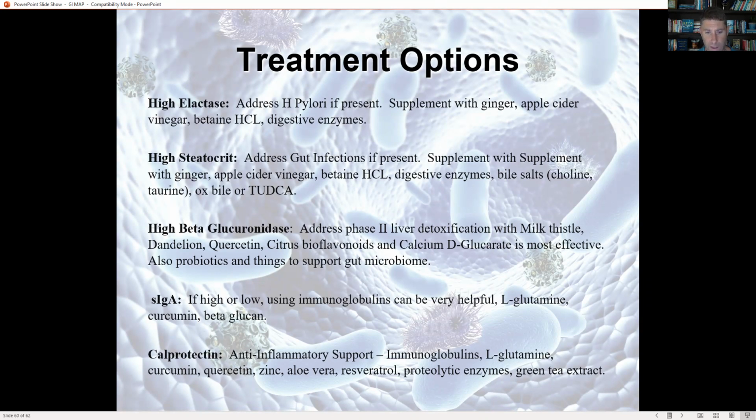And then calprotectin, that inflammatory marker. Again, if that's up over 20, obviously anti-inflammatory support. So immunoglobulins, glutamine, curcumin, quercetin, zinc, aloe vera, resveratrol, proteolytic enzymes, and green tea extract can all be very helpful here in reducing inflammation in the gut and getting that calprotectin under control.